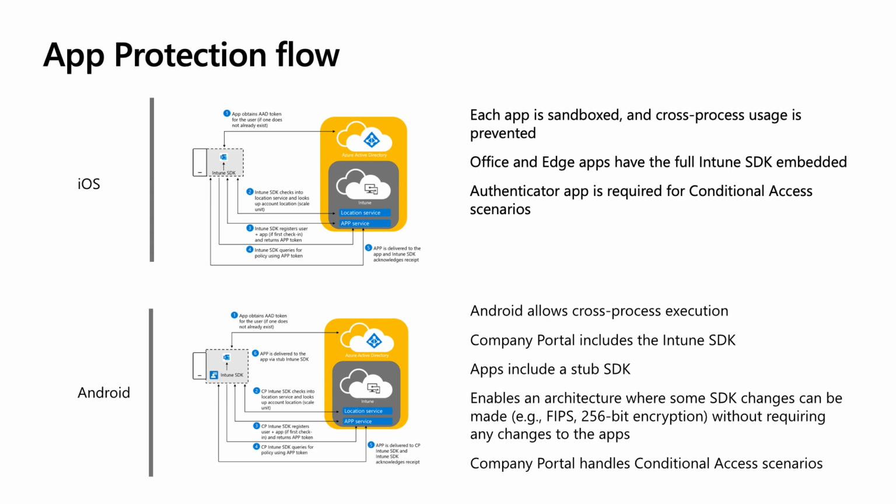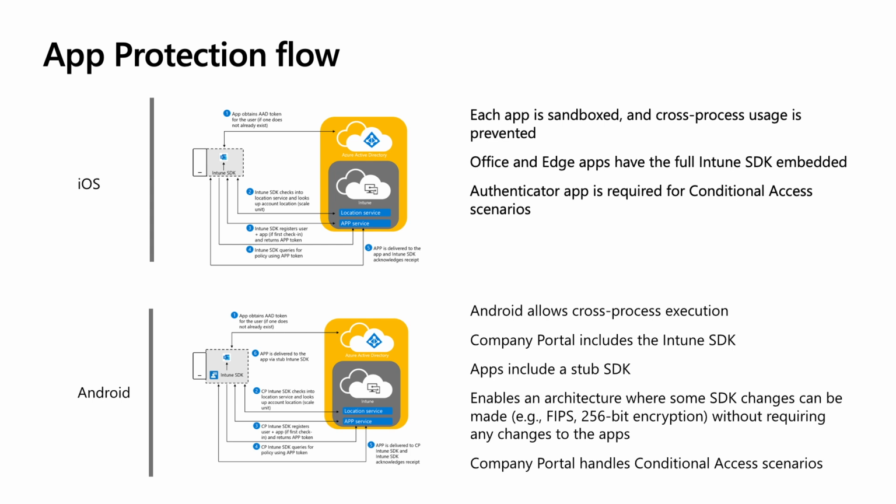Android allows for cross-process execution, meaning that an app can execute code that exists within another app and utilize that. So we decided to build a different architecture for how we deliver app protection policy settings on the Android platform. In this model on Android, we've implemented the Intune SDK within the company portal app, as opposed to implementing the SDK completely in every single app. This enables us to have an architecture where the company portal can make these connections to the Intune service and obtain policy information, and then apply that policy information to the apps.